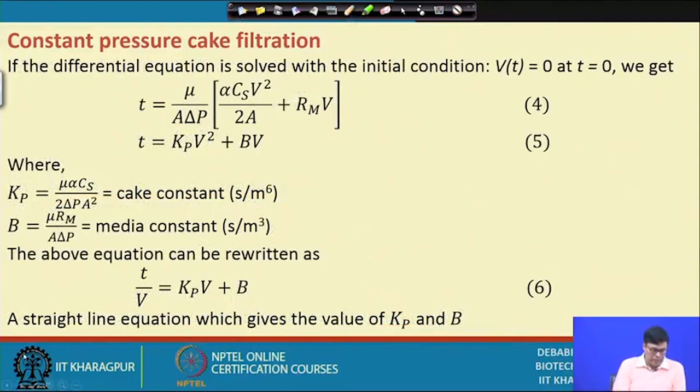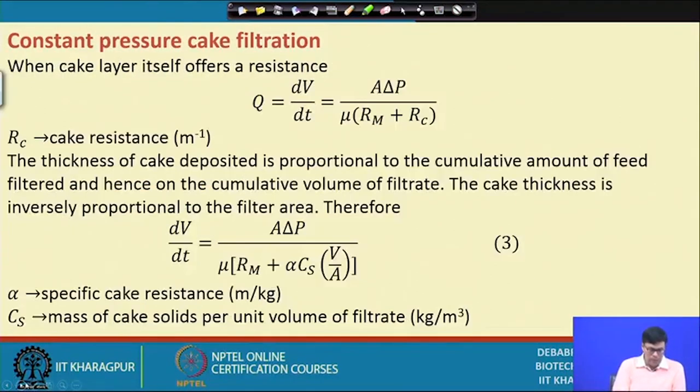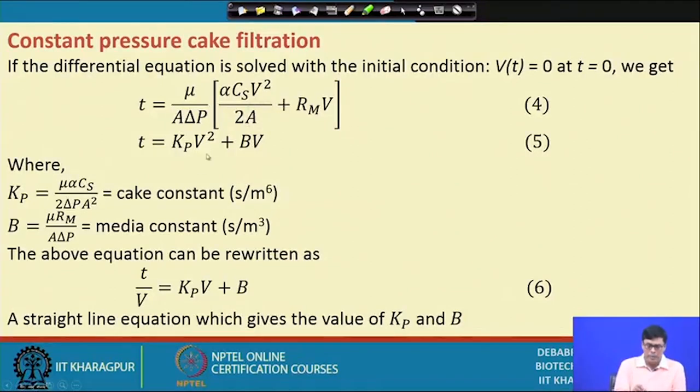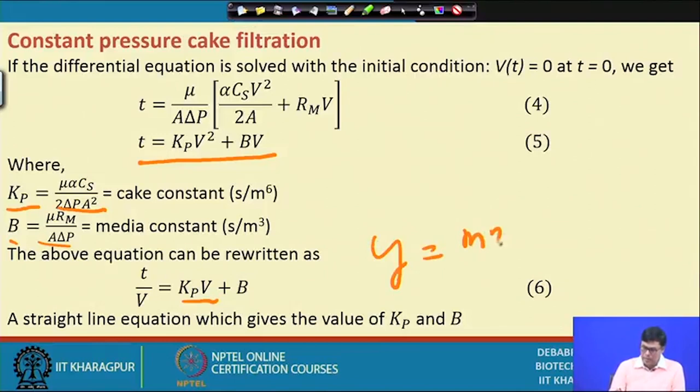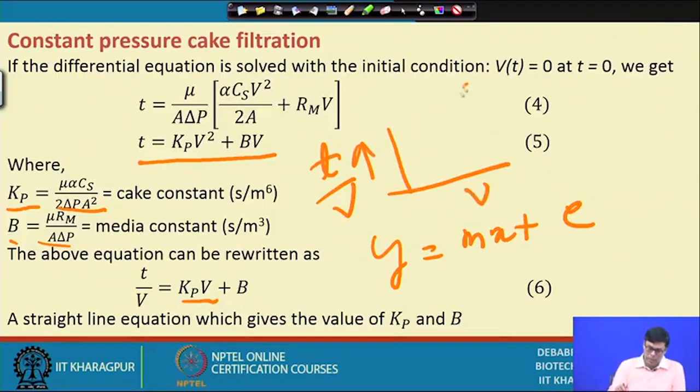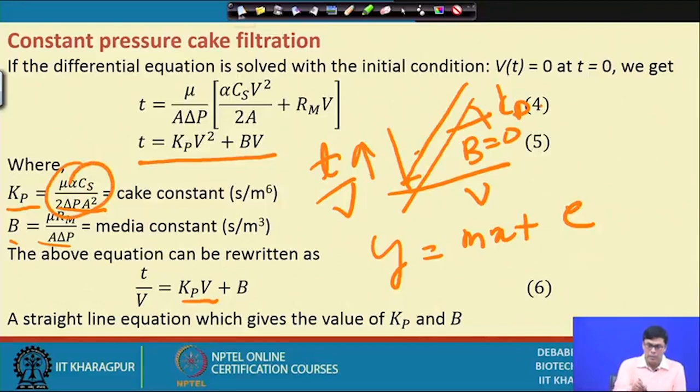Now this equation we can solve in the form of t. Then we can write t equal to this equation, and we can simplify it in this form, with K equal to Kp, V square and B into V, and Kp equal to this one, and B equal to this one. Finally t by V equals Kp V plus B, and this equation is similar to y equals mx plus c. Now if we plot t by V versus V, then we will get a straight line. If it passes through here, then we have some B value, but if it passes through the origin, then B equals 0, the slope will be equal to Kp, and Kp is again equal to this, so we can find out the other parameters if we want to calculate.